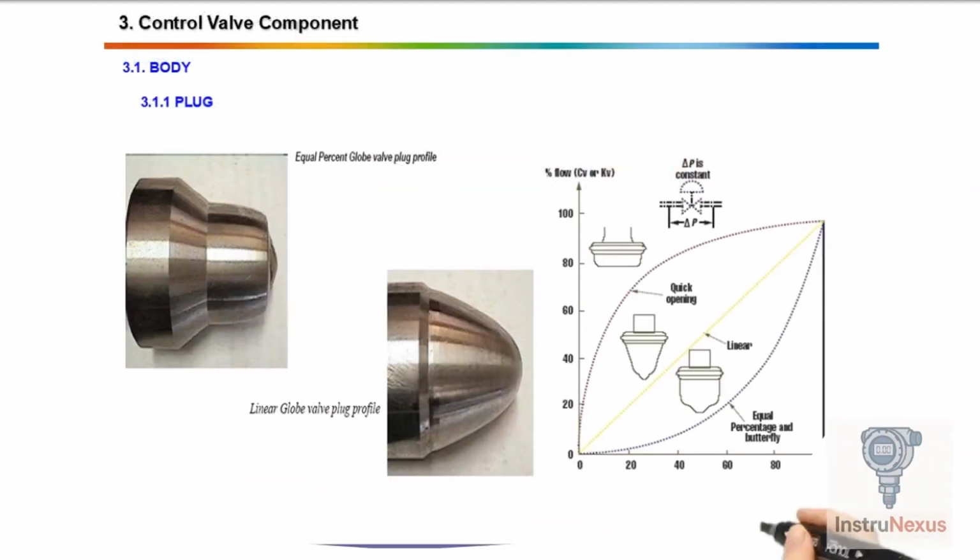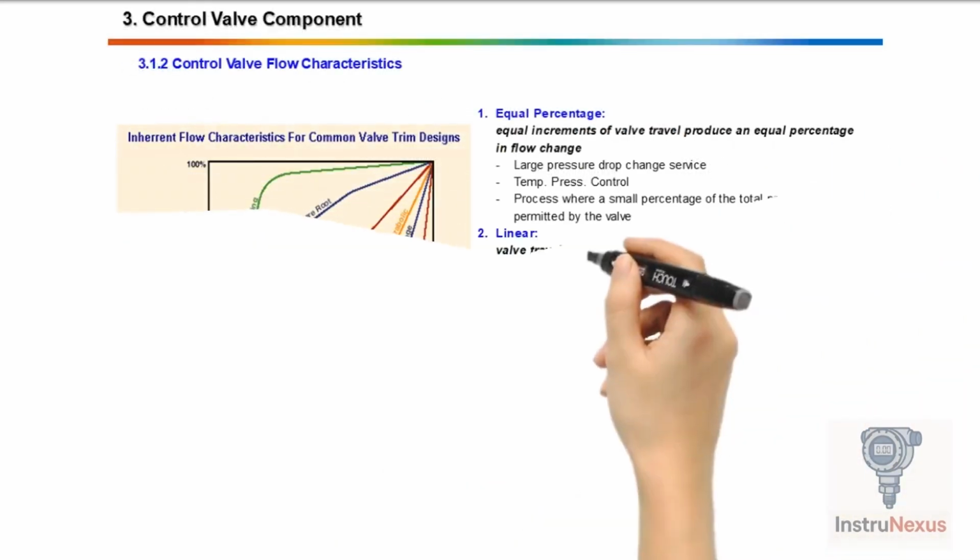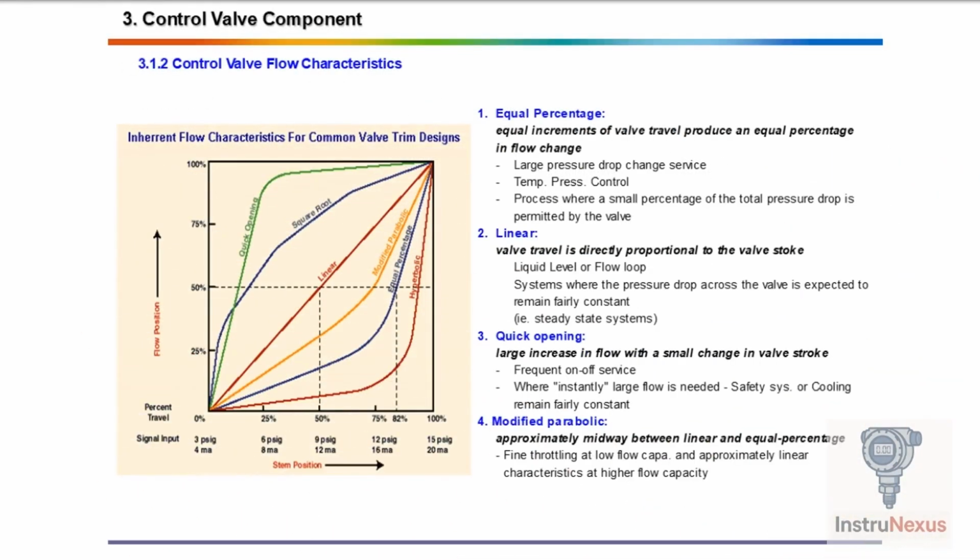Let's now look at one of the most critical aspects of control valve design, flow characteristics. Control valve plugs aren't just shaped randomly. They're carefully engineered based on how we want the valve to respond to changes in the control signal. And that's where inherent flow characteristics come in: equal percentage, linear and quick opening. Understanding flow characteristics is key to selecting the right control valve for your process.